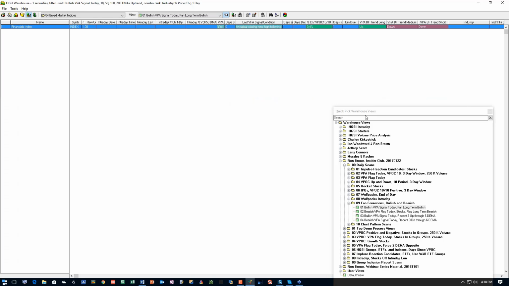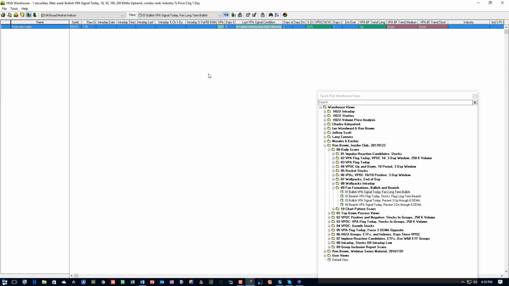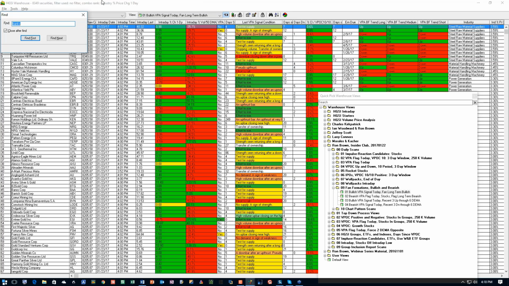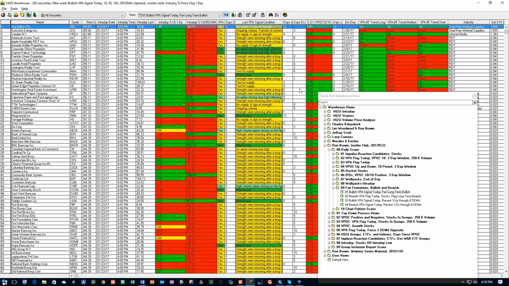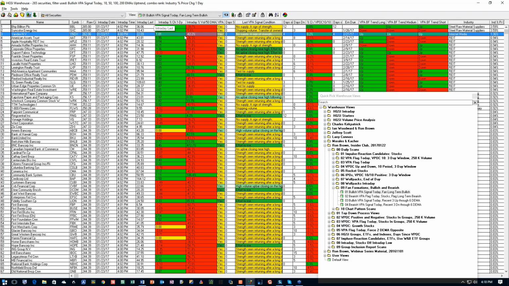I'm going to go to all securities, get away from the broad market indices. The fastest way to get to all securities is to hold your Alt key and hit your space bar. That will take you to the all securities folder. And this would be Friday's information still. You can see the stocks that passed on Friday, the ones that have green in this column, they were up today.